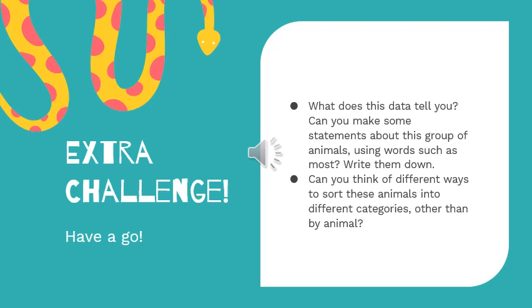The second dot point. We've divided or sorted the animals into their different types of animals. Can you think of different ways to sort these animals into different categories other than by the animal they are? Write them down and share them with a friend.